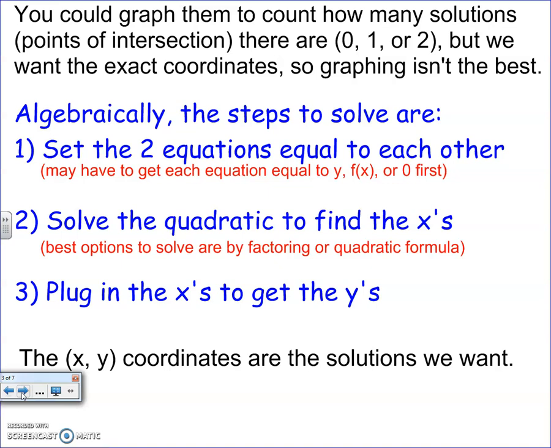So algebraically, we can find the exact spots, and the steps are simple. First, you're going to set the two equations equal to each other. Sometimes you get them both into y equals. Then you're going to solve the quadratic equation. You usually get it equal to 0, and either do factoring or the quadratic formula. And the last thing you do is, since the solution is a point on the graph, since you know the x's, you have to plug them in to find the y's. Again, the xy coordinate is the solution.